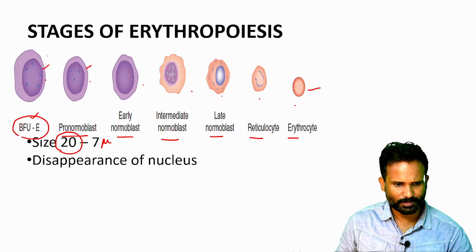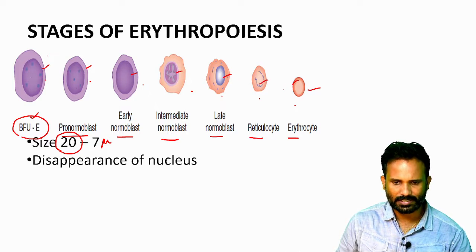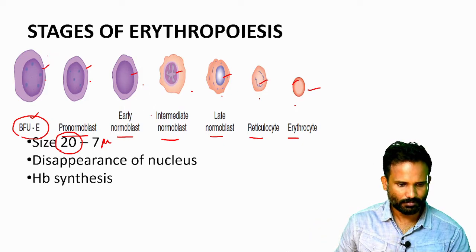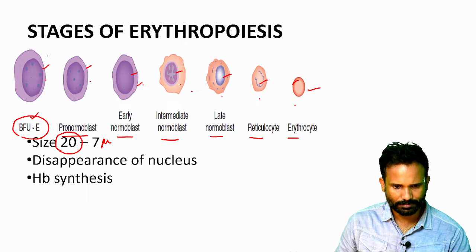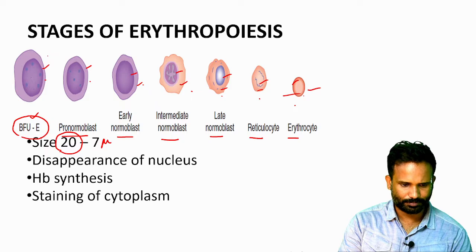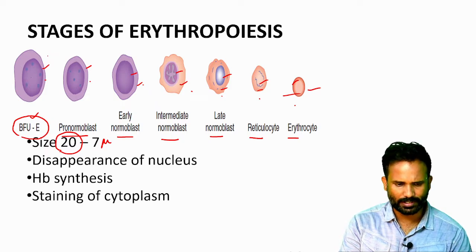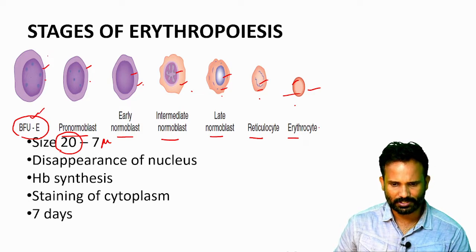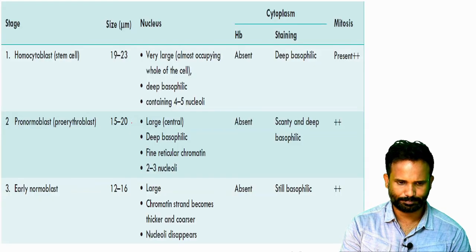And can you see the nucleus? It is present here, and it is absent here. So disappearance of the nucleus occurs. And if you see the color of the cytoplasm, here it is basophilic, here it is both, and here it is almost acidophilic. So the staining of the cytoplasm is also altering due to the presence of hemoglobin. The process from blast forming unit erythrocyte to erythrocyte takes around 7 days.